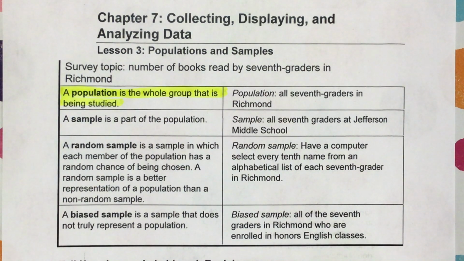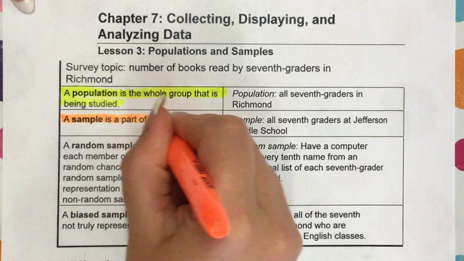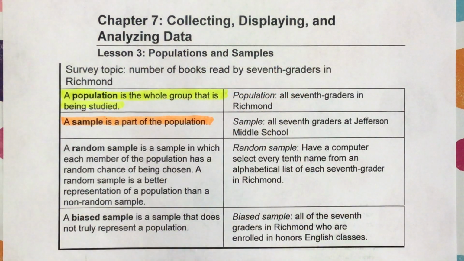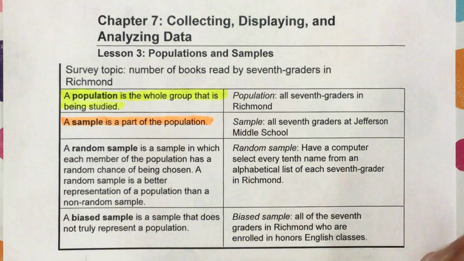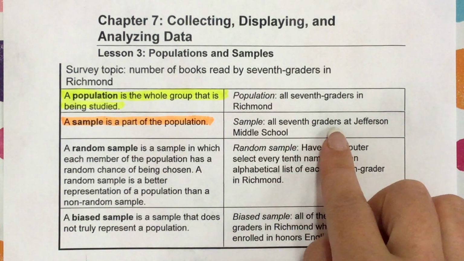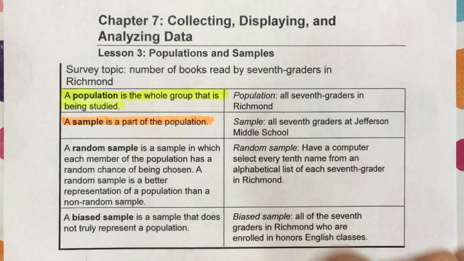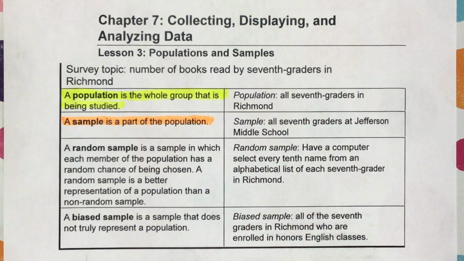Now, a sample is a part of the population. So not the whole population, it's just a little itty bitty part of the population. So one example of a possible sample would be all of the 7th graders at Jefferson Middle School, a middle school that is within the city of Richmond. That could be a sample.